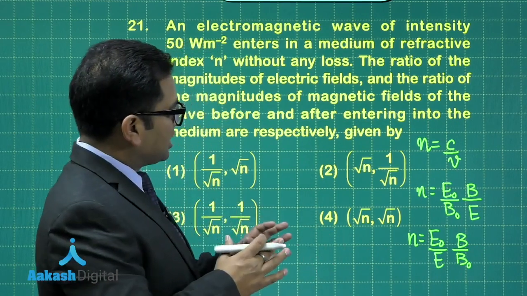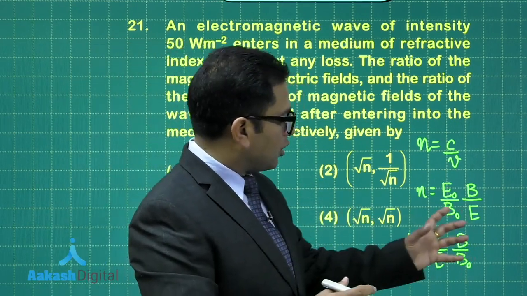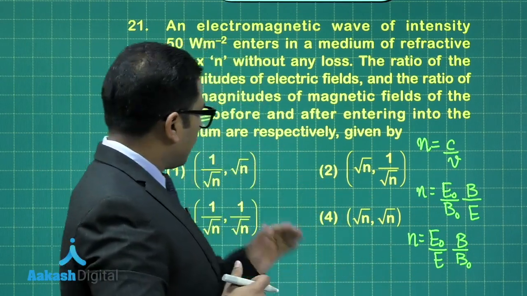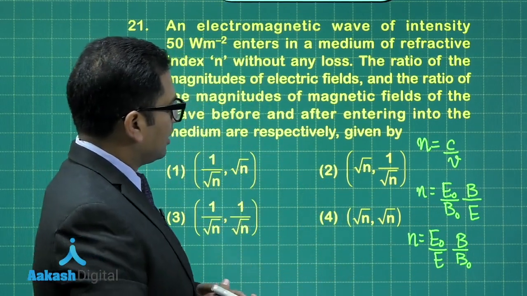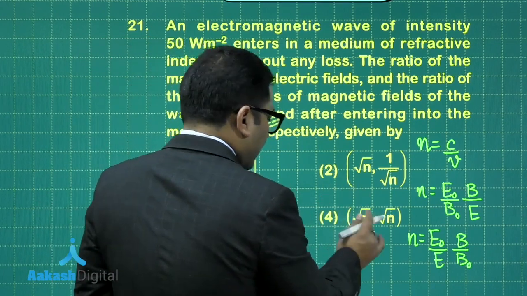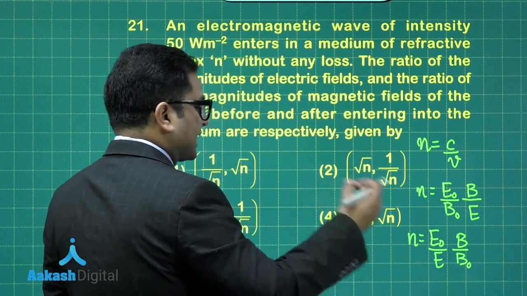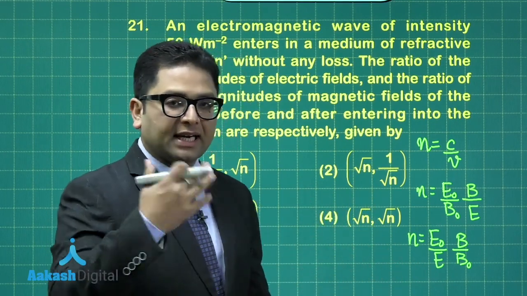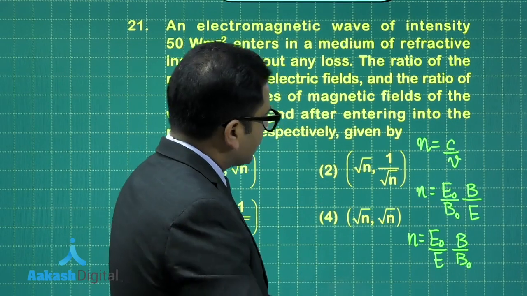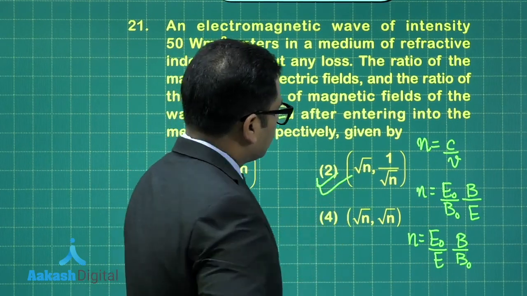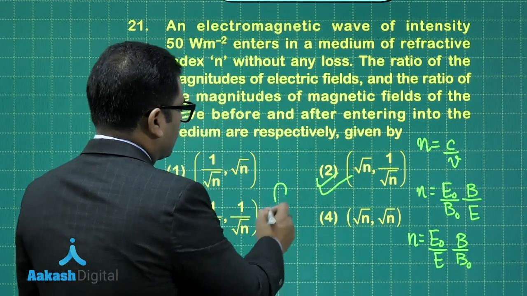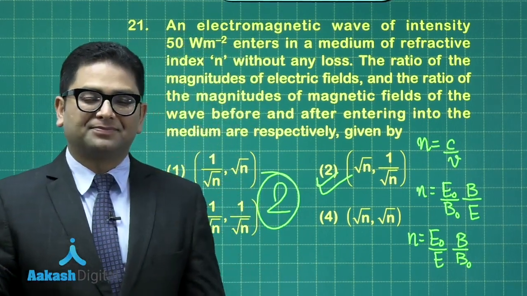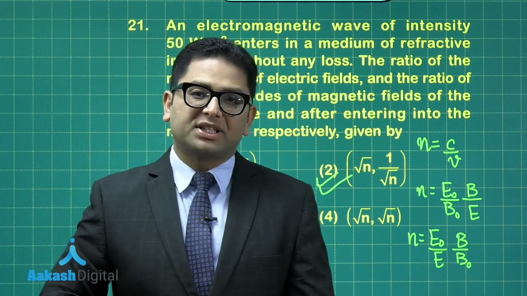And now just see, you just need to have the ratio of E naught by E and B naught by B. And out of all this set of data, you see, if the first one represents the ratio of electric field, the second one represents the ratio of magnetic field, that too, before entering and after entering, it's so obvious that option number 2 has to be the correct one. So question number 21 has option number 2 as the correct option. All right, now let's move to question number 22.